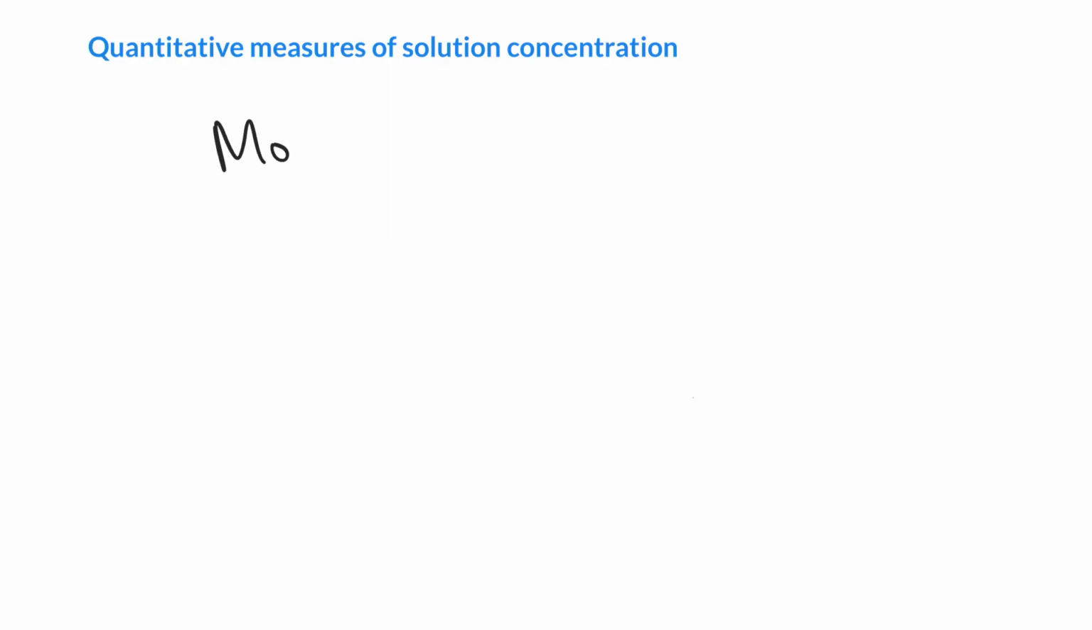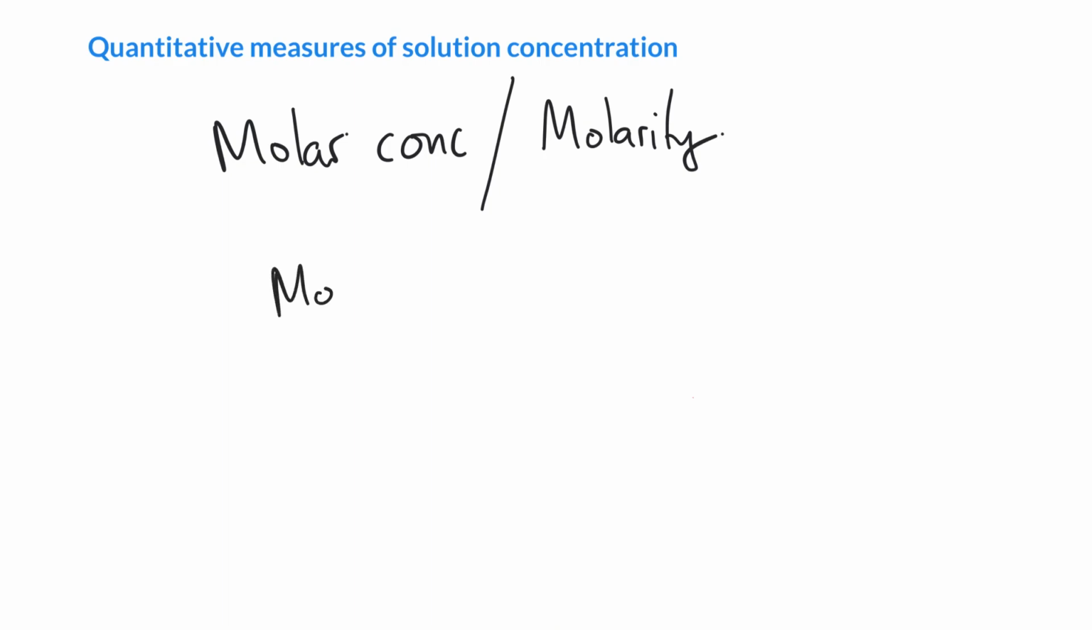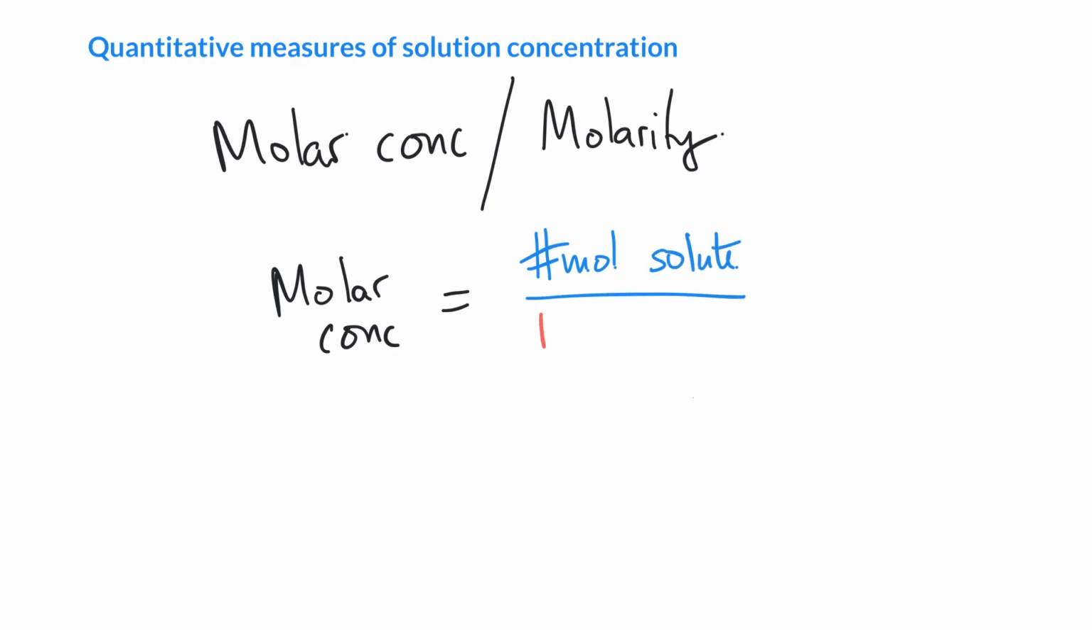And in chemistry, the solution term that we use more often than not is what we call molar concentration, or molar conc, and sometimes we call this molarity. And this is a quantitative measure of solution concentration. And we define it as follows. So molar concentration is the number of moles of solute, so that's the thing we're dissolving, divided by the number of liters, or the volume in liters, of the whole solution. So we can get a number out of this.